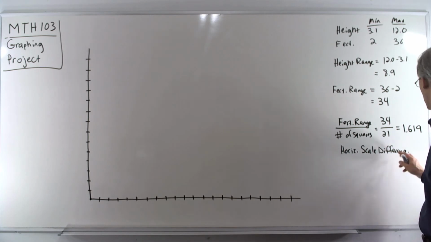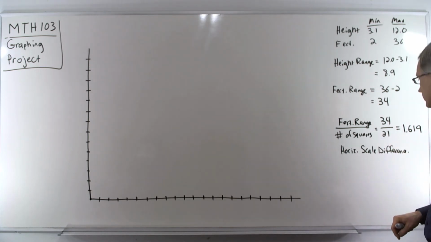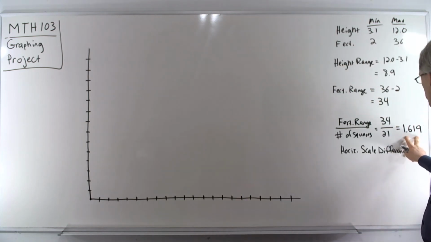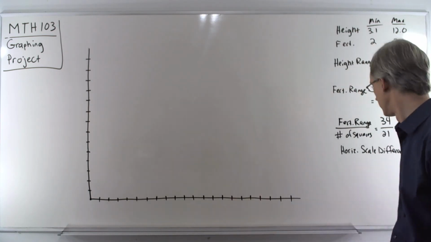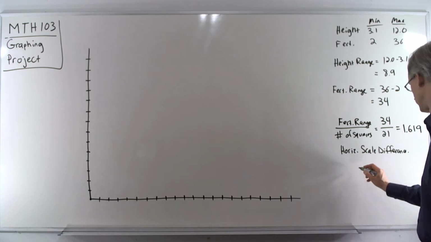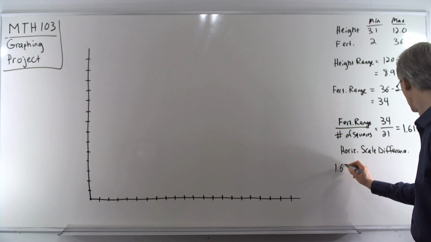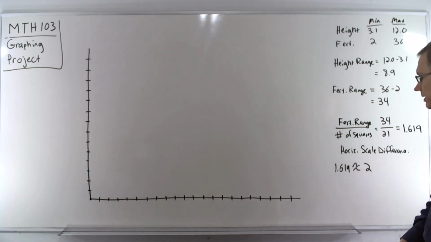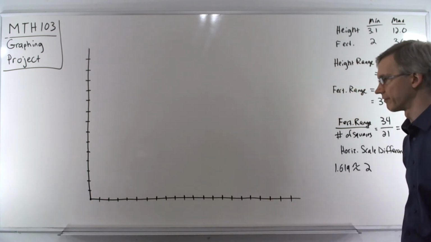So generally what's done is these will be rounded. Now we don't want to round them too much, because then we'll get a short graph. But if we round this up to 2, we'll be okay. We won't use the entire graph, but we'll use most of it. So we're going to round this up to 2. That's going to be the scale difference between the tick marks on the horizontal graph.